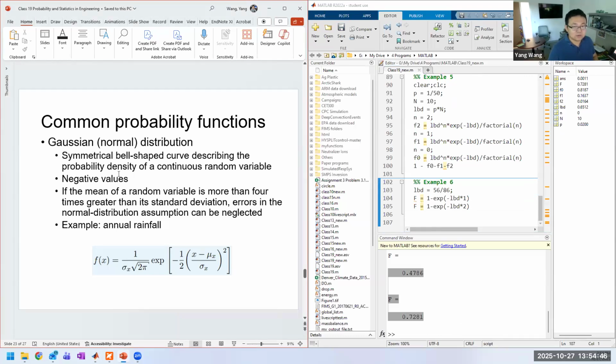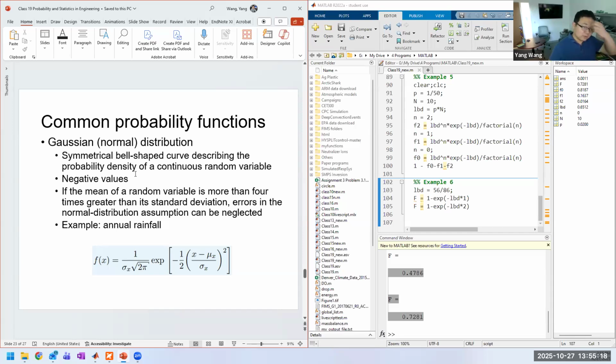The next one is the Gaussian distribution. We mentioned the Gaussian distribution earlier when we were talking about making plots, or fitting the curve. The Gaussian or normal distribution is a symmetrical bell-shaped curve describing the probability density function of a continuous random number. So we said that the score of the students can be a Gaussian distribution. The temperature at a location can be a Gaussian distribution, and the sea level can be too.